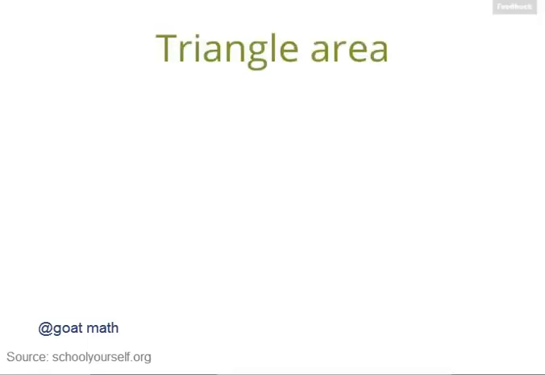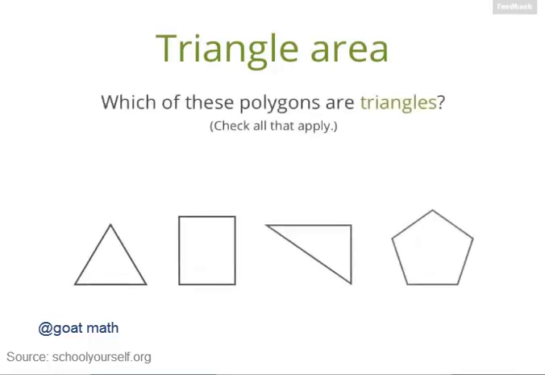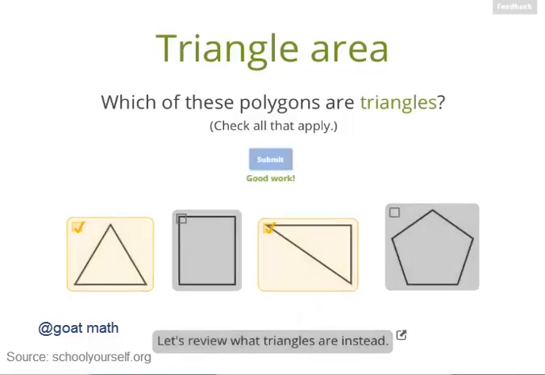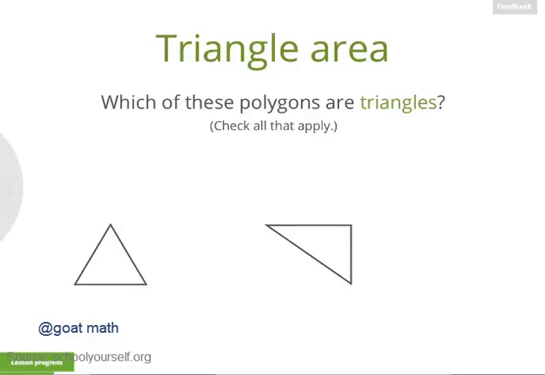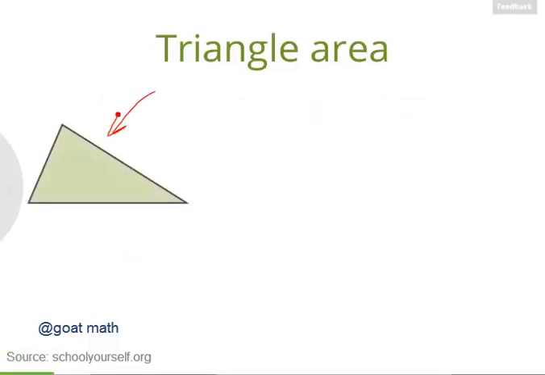Let's find a formula for the area of a triangle. First, let's quickly make sure you remember what triangles are. Which of the polygons here are triangles? If you're not sure, click down here to review. Okay, great. Now let's say you have a triangle like this one here.